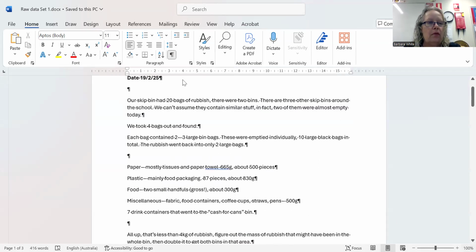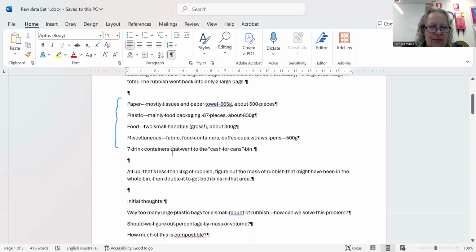So a little bit of information here. Get a pen. It's a little bit of information here about what we did, right? And that's so that you can do some calculations. And then down here we've got our actual data. So 665 grams of paper, 830 grams of plastic. We've got a number of pieces, but we didn't stick with that theme. So we're going to forget the number of pieces and just look at the mass.